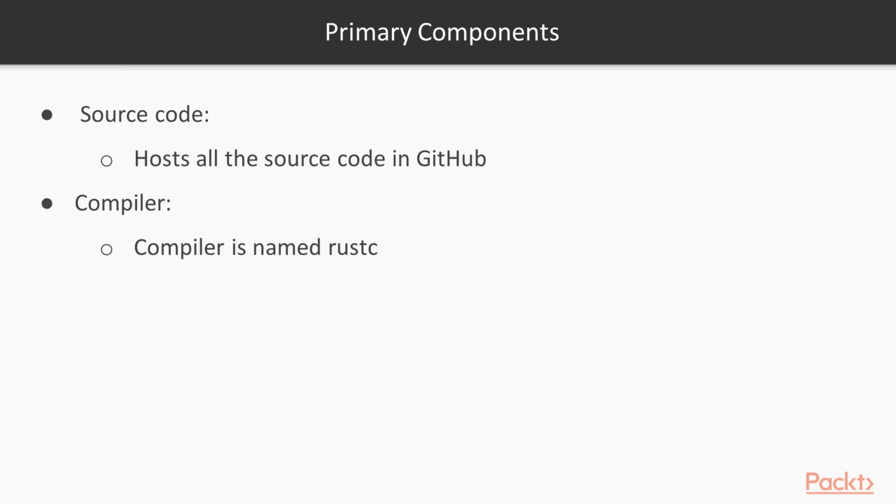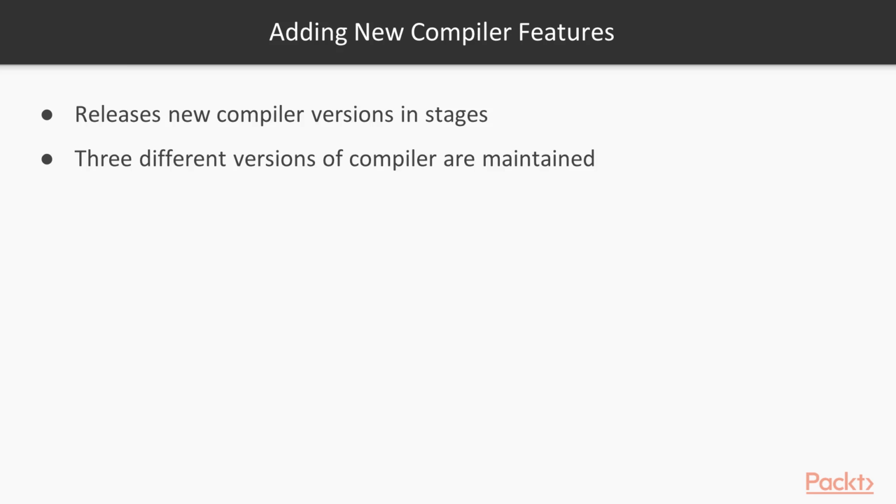Compiler. The Rust compiler is named rustc. Since Rust follows semantic versioning for compiler releases, there cannot be any backward incompatibility, breaking changes between minor releases. To facilitate adding new compiler features without breaking existing dependent libraries, Rust releases new compiler versions in stages. At any point, three different versions of the compiler and the standard library are maintained.